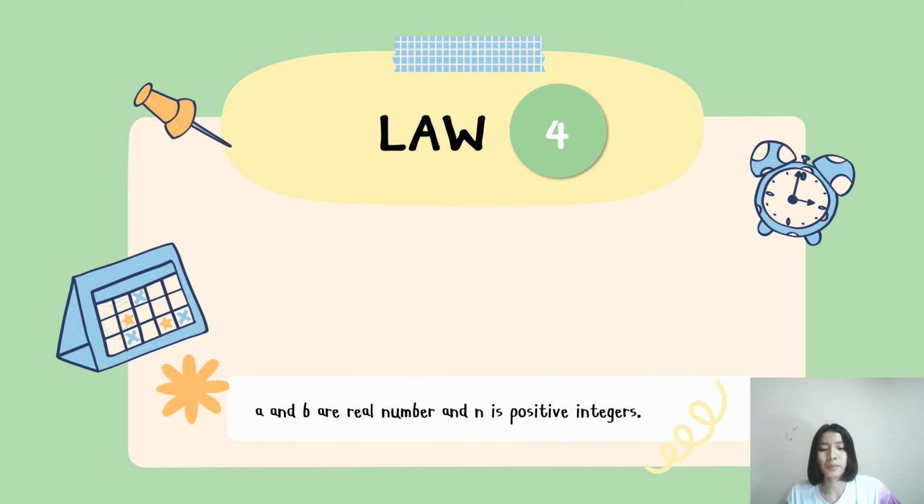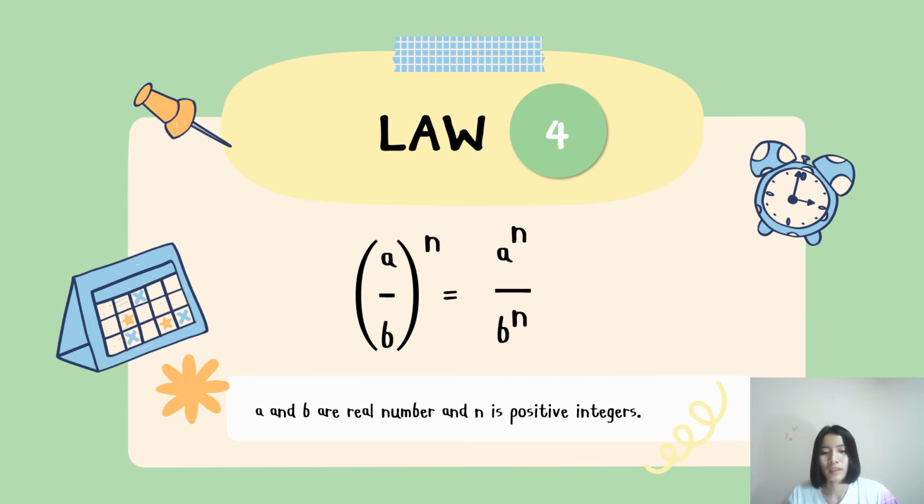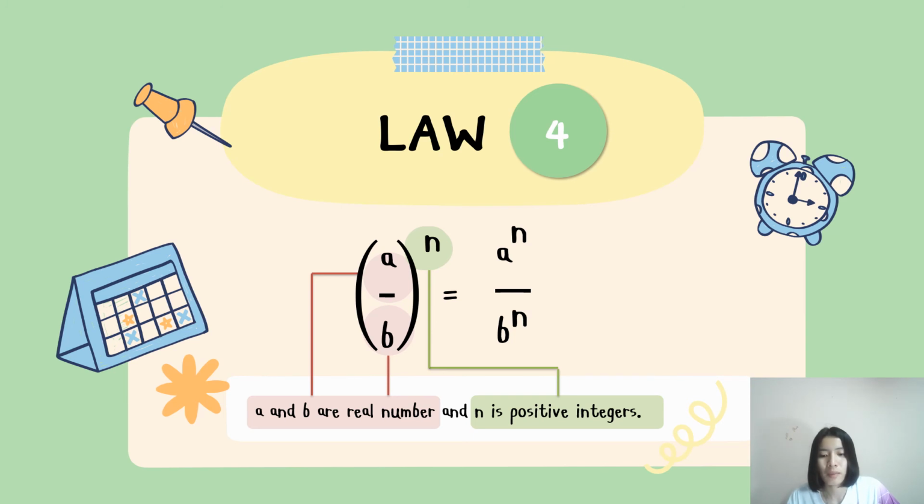Now, let's proceed to the law number 4. Law number 4. The fraction a over b raised to the power of n is equal to a raised to the power of n divided by b raised to the power of n, where a and b are real numbers and n is a positive integer. This law means that the exponent can be distributed to the numerator and denominator.